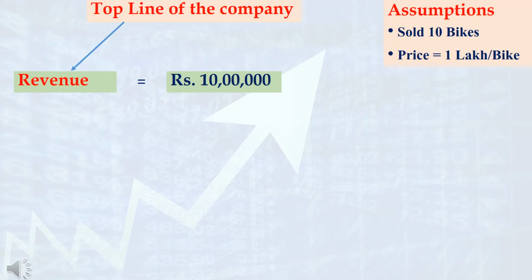For example, let me take one two-wheeler company. Let me assume that the company sold 10 bikes in this financial year, and the cost of one bike is 1 lakh rupees. Then the company's total revenue will be 10 lakh rupees, because they sold 10 bikes and one bike's price is 1 lakh rupees. This is called the top line of the company.